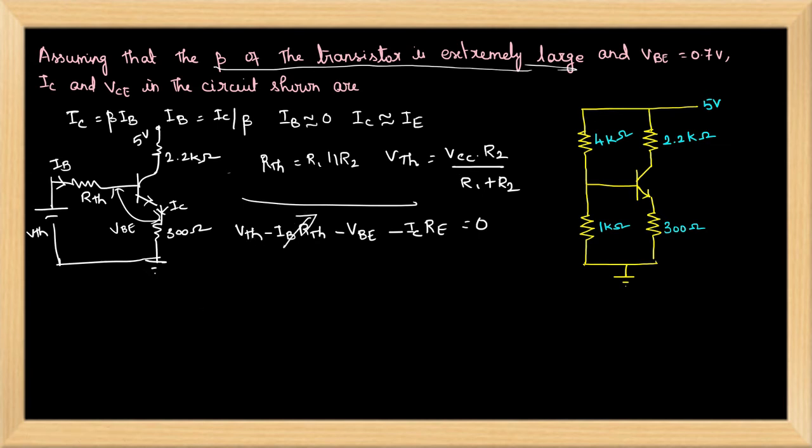VTH, we already know that VTH, when we substitute, we will be getting 1 volt. So 1 minus, here VBE is 0.7 minus IC is unknown, into 300 ohm. Okay, when we solve, we will be getting IC equal to 1 milliamp.